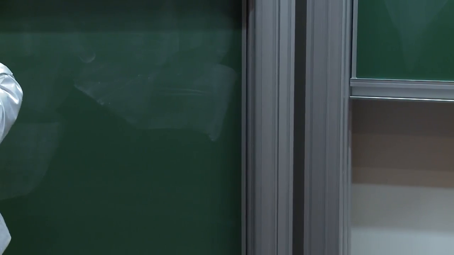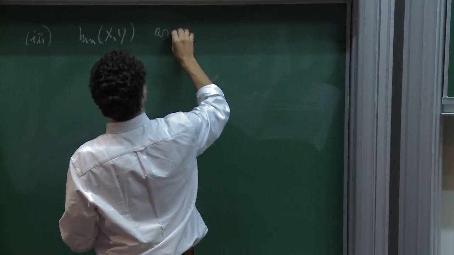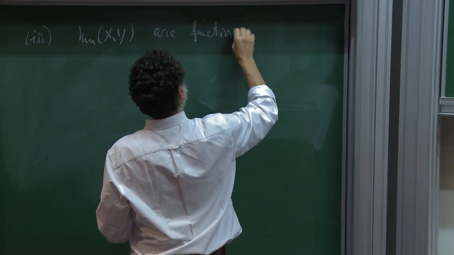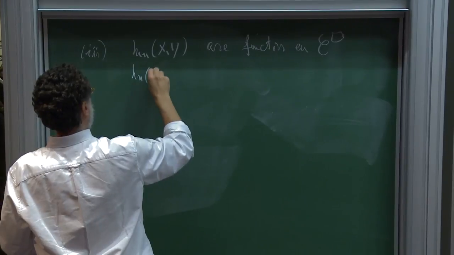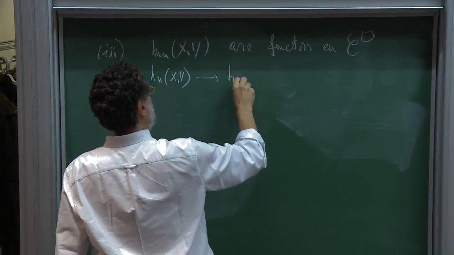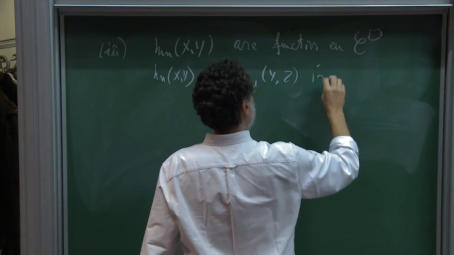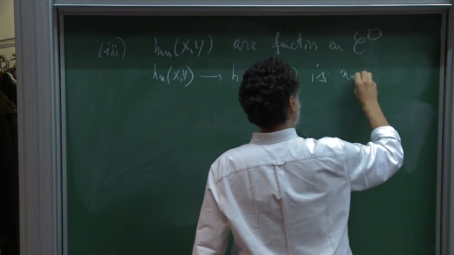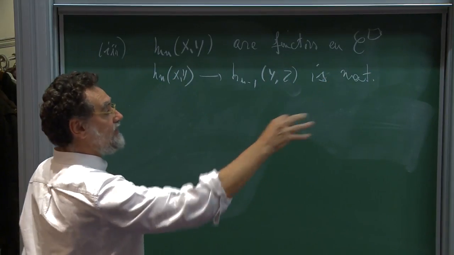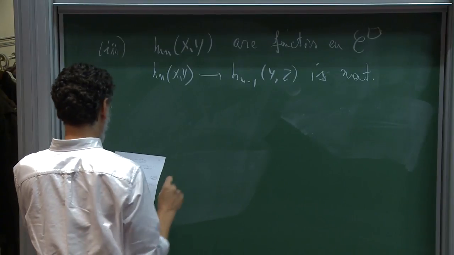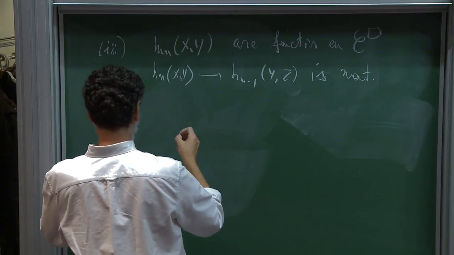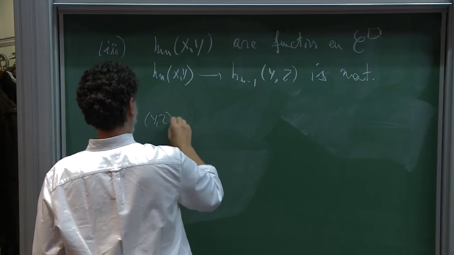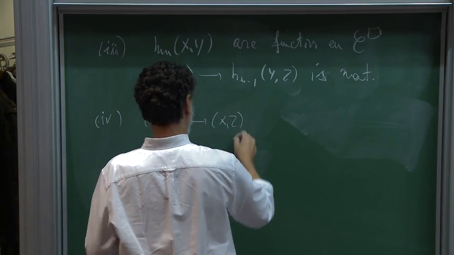so three. So of course you want X, Y are functors on C square, and h_n(X, Y) and h_{n-1}(Y, Z) is a natural transformation. So these all are equational conditions. So up to now we are in a Cartesian theory, and also the next is of course that for the boundary you can factorize as this diagram.